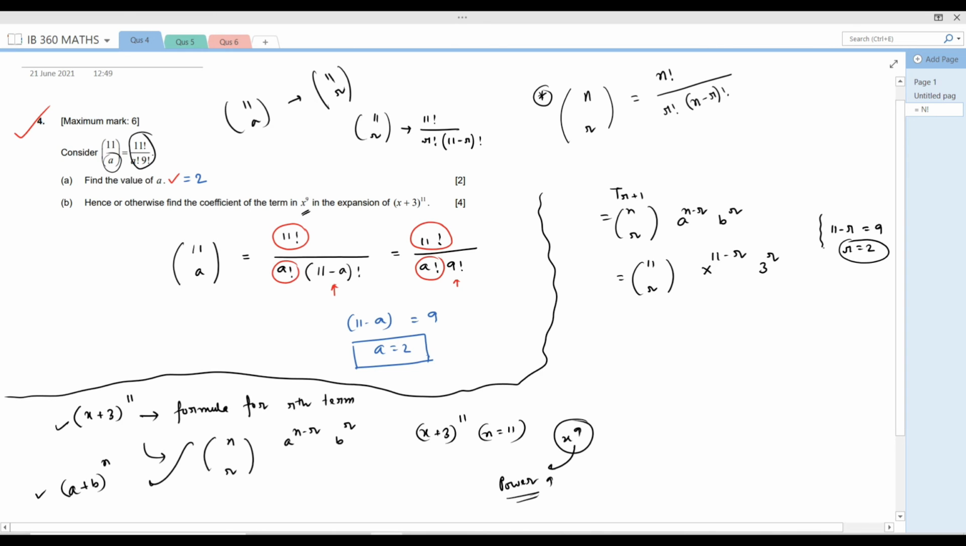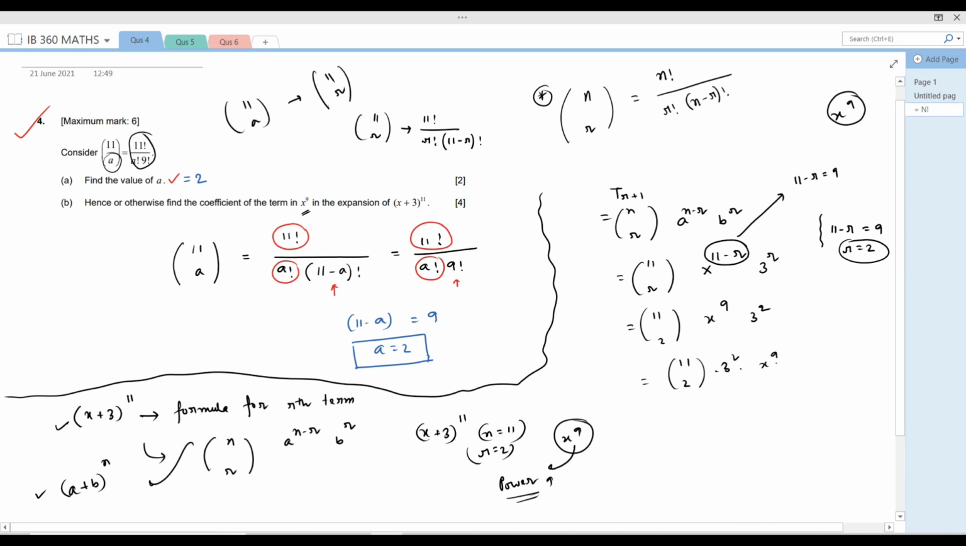Now here I am writing n equals 11 and r equals 2. So we have 11C2, then x to the power 9 and 3 to the power 2. You can also get the value of r from this equation: 11 minus r must equal 9, because the power must be 9. This is x to the power 9. So now the coefficient is 11C2 into 3 square into x to the power 9.